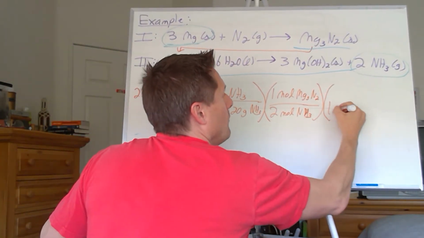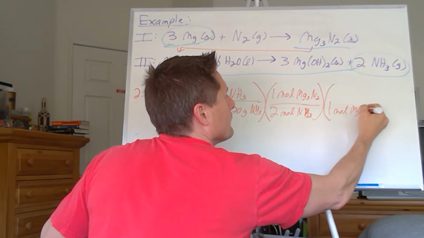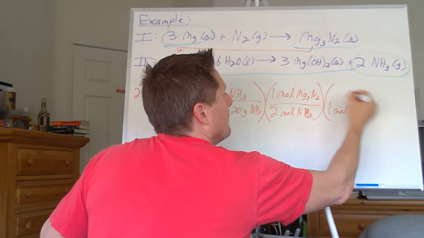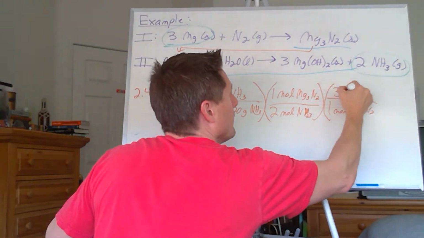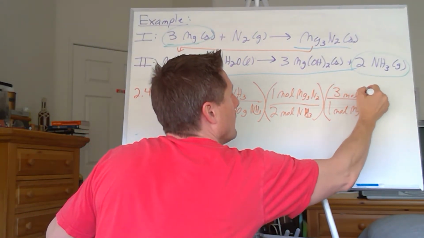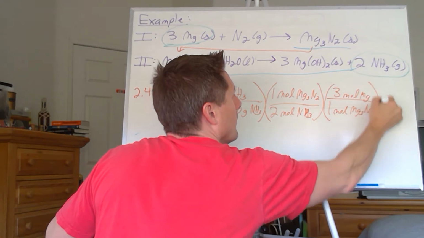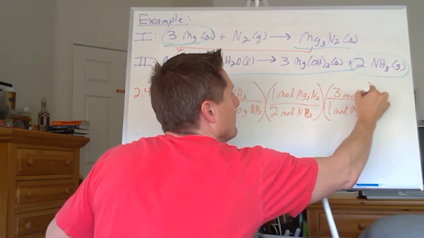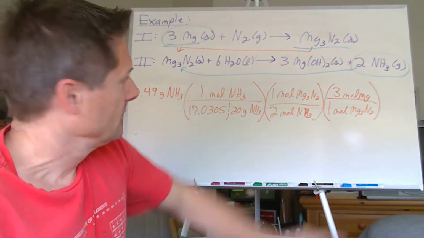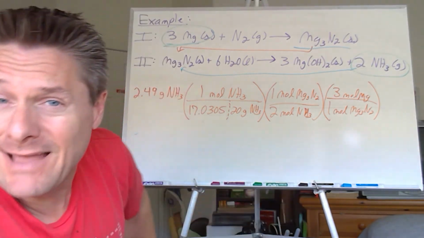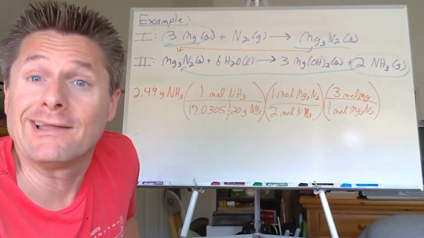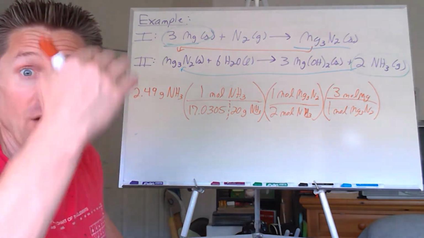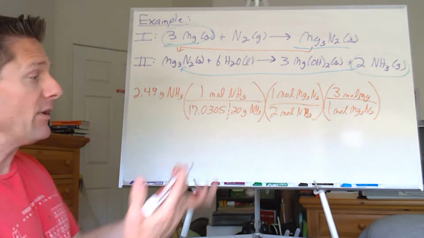So for every 1 mole of magnesium nitride, that's produced by burning up 3 moles of magnesium. See the double stoichiometry? We haven't done that before. Nothing new, we just haven't done 2 in a row like that. And you can just keep on going if you had a whole bunch of equations. And now we can just go to grams.